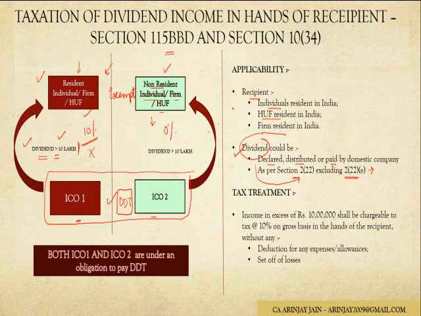So if the recipient is falling under this category, the dividend is declared, distributed or paid, then the income in excess of 10 lakh shall be chargeable to tax at 10% on gross basis, which means there will be no deduction for any expenses or allowances. There will be no set-off of losses against such income in the hands of the recipient.